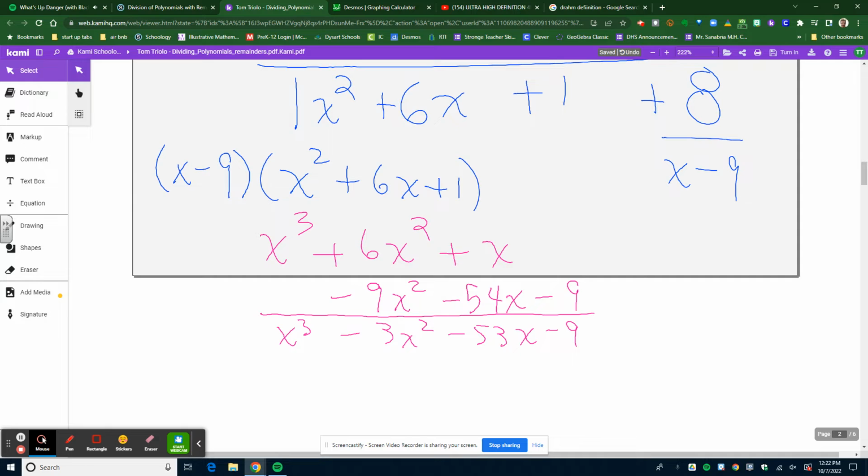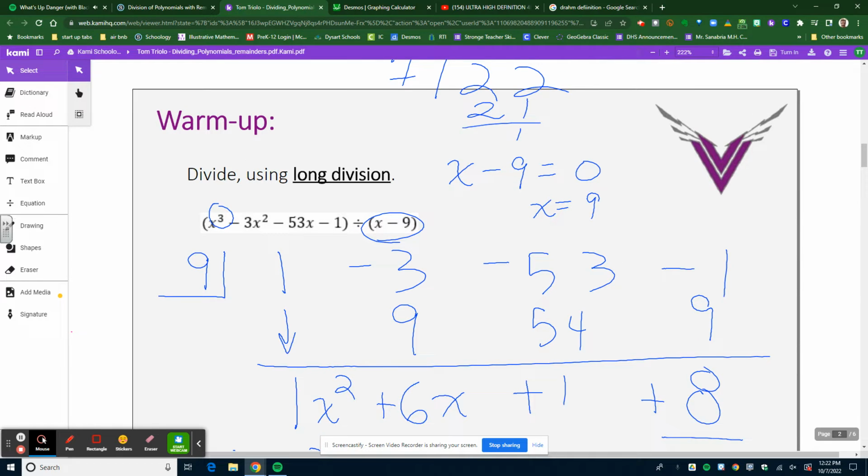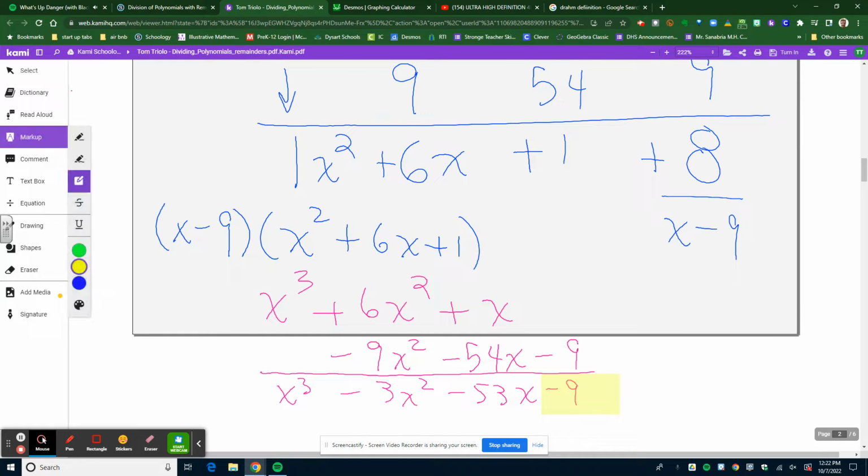All right. So you did your due diligence. We checked through. And my problem is I got a minus 9 on the end. And what I really want is a minus 1. So how do I get from minus 9 to minus 1? No multiplying. I add on my remainder. So now that's going to give you minus 1. So that gives me the answer.